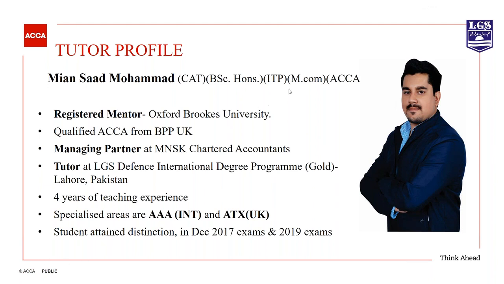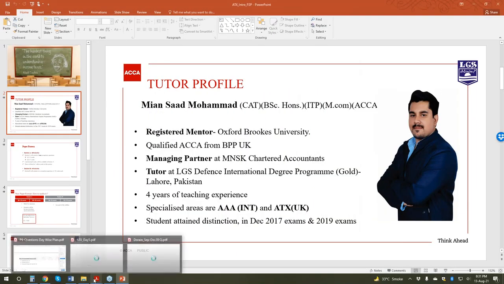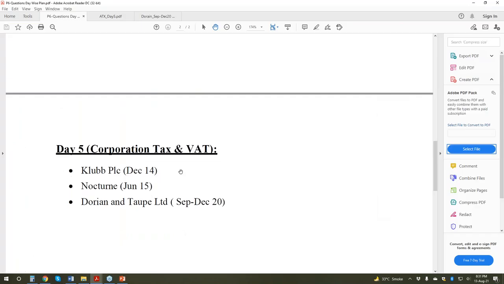Let me take you to today's question plan and then we'll discuss further. Today I have three questions and one bonus question as well, which, if we have ample time left at the end of the session, we will go through too. The three questions I have selected are CLOP PLC, from the September 14 attempt, although it is quite old, a few topics tested in it I wanted to teach. Then we have Nocturne Limited, from the June 15 attempt. Again, this focuses on various topics which I wanted to discuss. And then we have a question from quite a recent attempt, September/December 20, Dorian NT Limited.